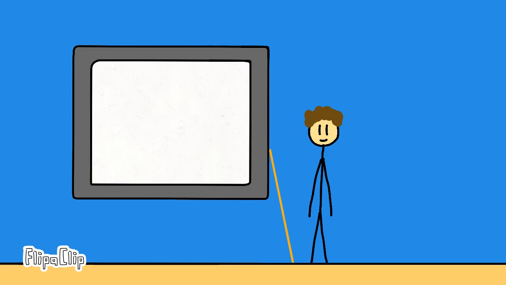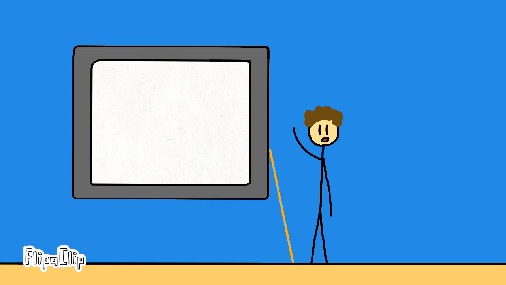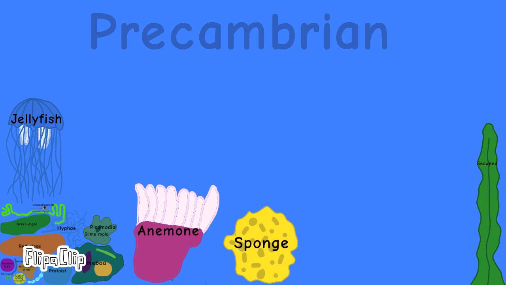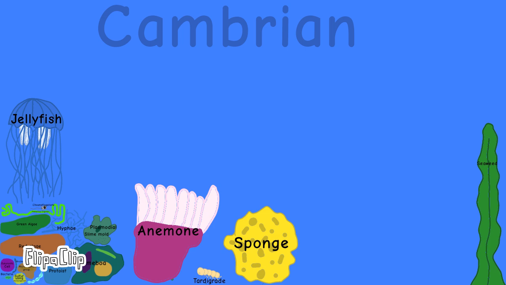Now let's go even more forward to 600 million years ago. This is where we will see jellyfish, some of the first animals besides sponges. And also introducing plasmodial slime molds. Crazy name, right? And now finally, we are in the Cambrian era, 541 million years ago. Also introducing more animals, starting with the tardigrades and arrowworms.